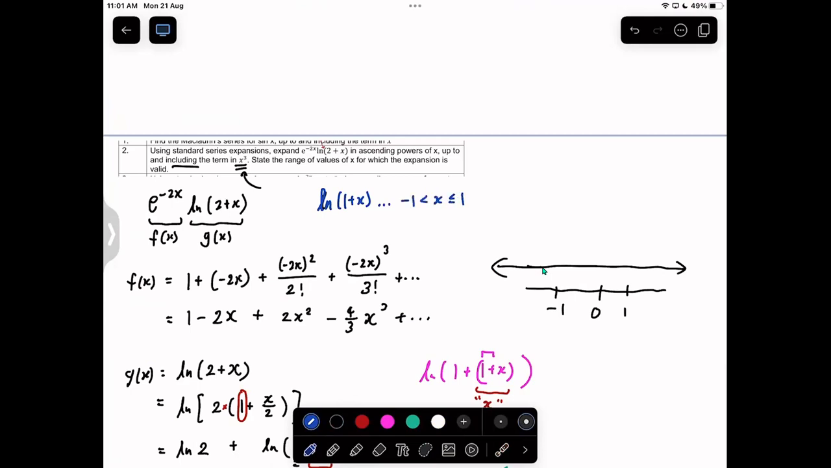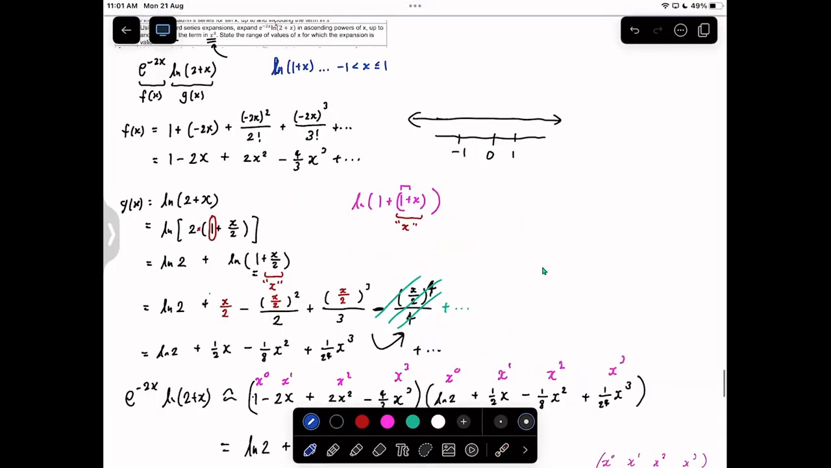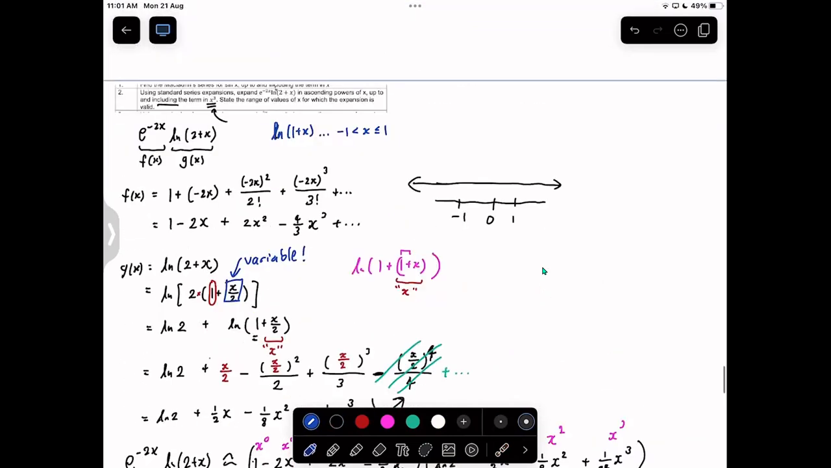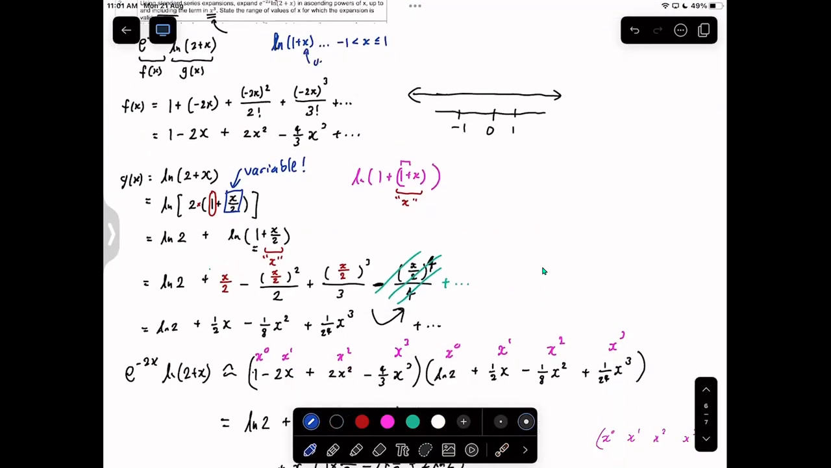But here, we didn't use ln(1 plus x) directly. We did a clever trick. We factor out the 2 first, then we use x over 2 as our variable. Correct? Okay, we're using ln(1 plus x over 2), which means that this variable here and that variable there, we're going to replace with ln of 1 plus, what is the variable? Not x, but x over 2. Clear?